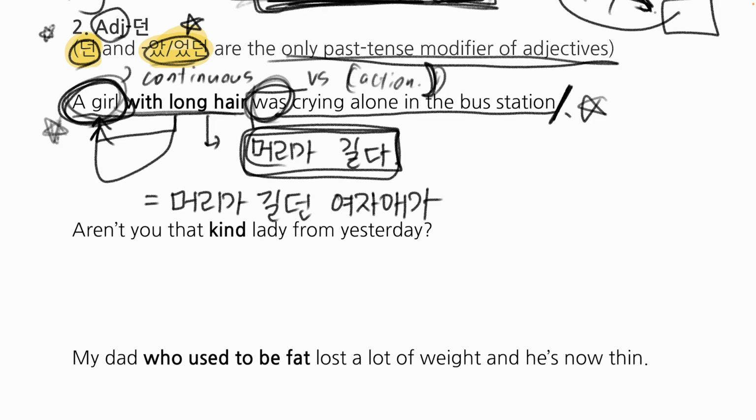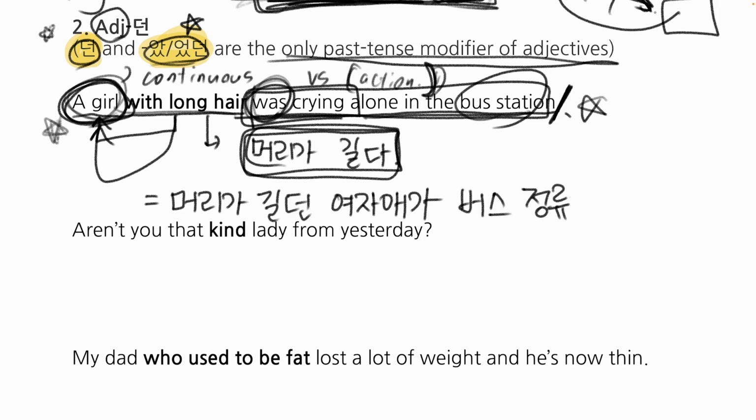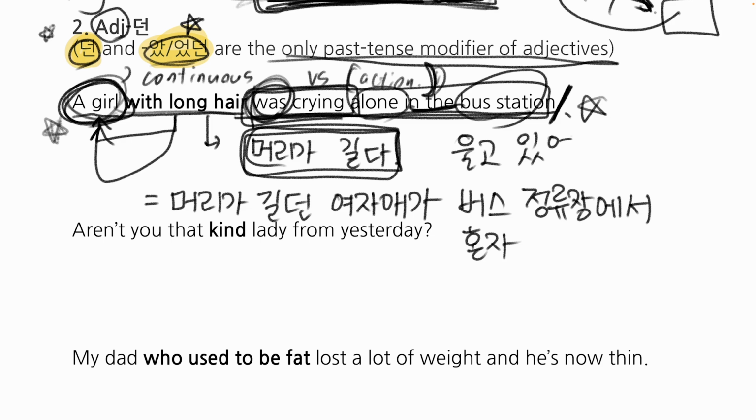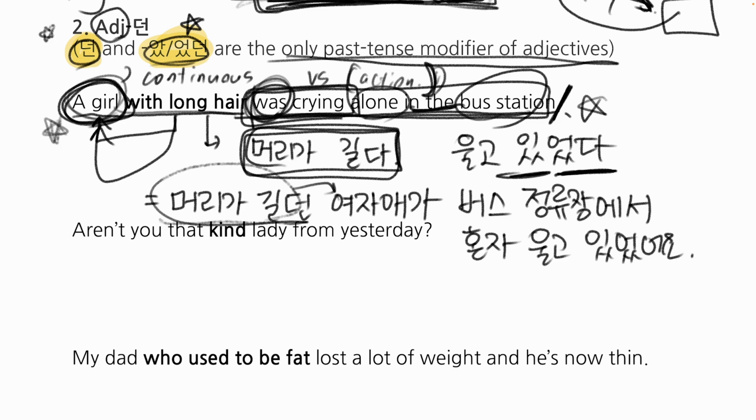여자애가, and we can translate the rest, was crying alone in the bus station. 버스 정류장, bus station, 버스 정류장에서, in the bus station, alone, 혼자, 울다, plus 울고 있다, plus 울고 있었다, because it was crying, past progressive, right? So 울고 있었어요. 머리가 길던 여자애가 버스 정류장에서 혼자 울고 있었어요.